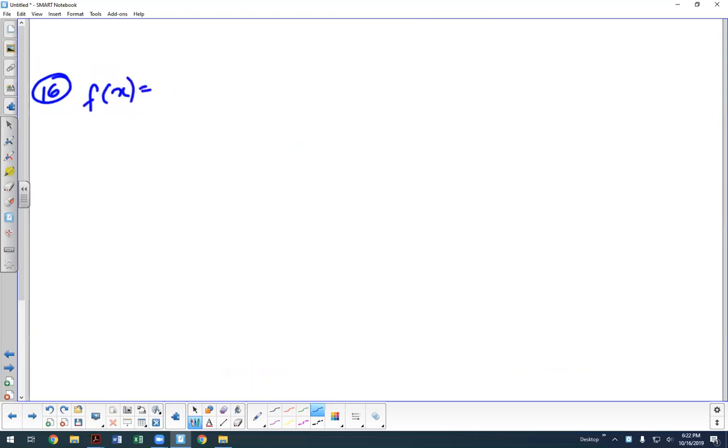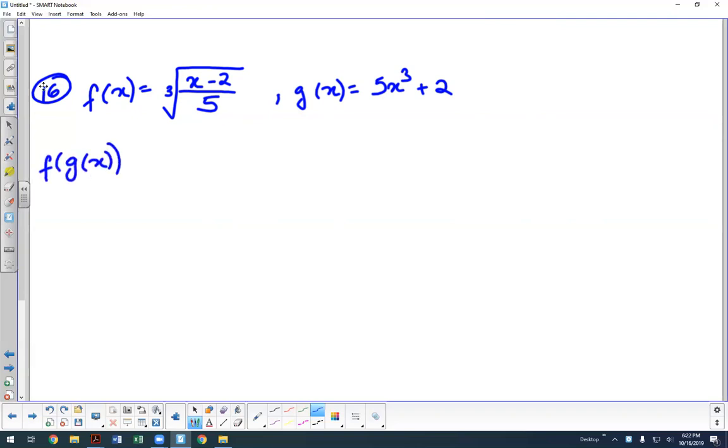Okay, so this time our f of x function is defined as cube root of x minus 2, the whole thing divided by 5, and then the g of x function is defined as 5x to the third plus 2. Okay, so we'll start with f of g of x again. So pretty much following the same steps that we did. That means inside of the f function, we're putting g, which is going to be 5x to the third plus 2.